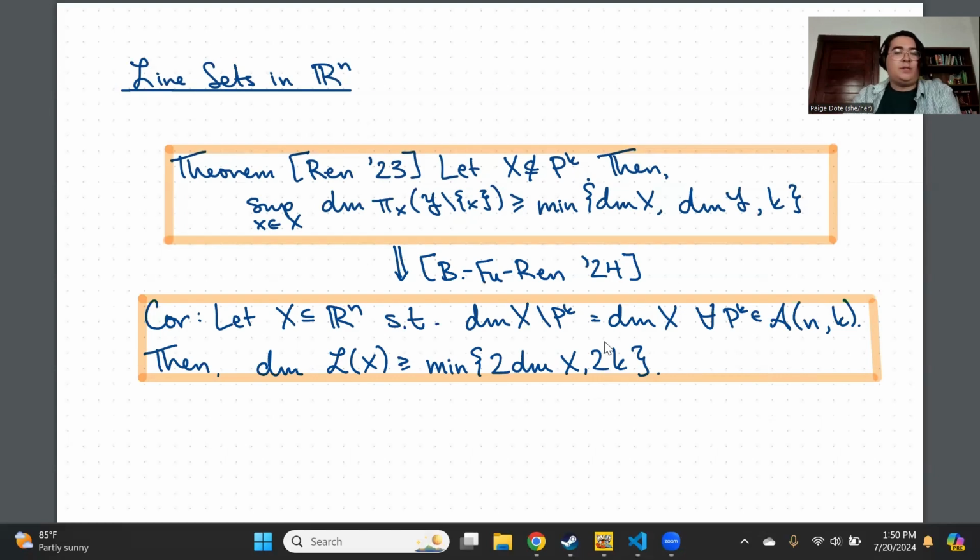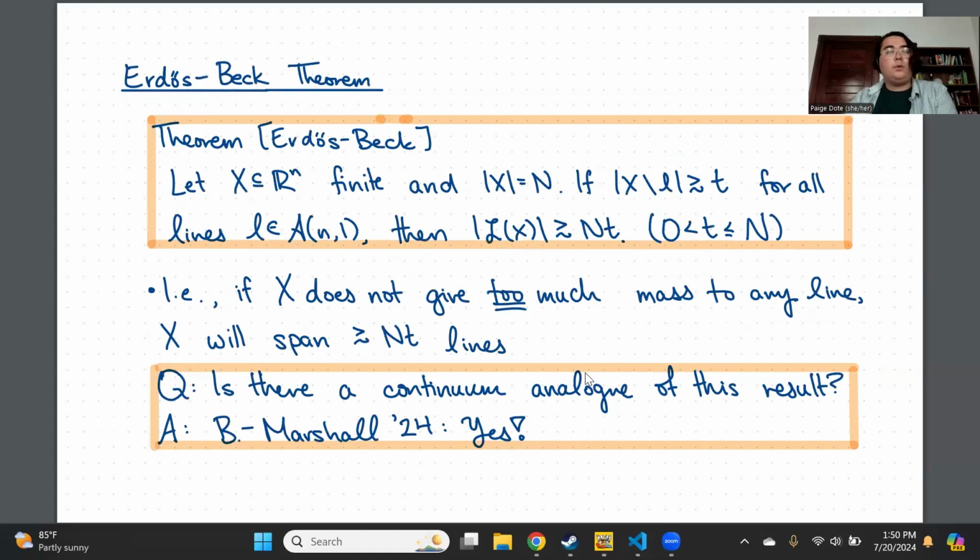So in other words, this is in some sense also kind of a trivial bound, though it becomes more precise because k can be anything between 1 and n minus 1. But this 2 dim X here is precisely the analog one should expect from the discrete version of Beck's theorem. There's also a more general version of Beck's theorem, which was proven shortly thereafter. That was the focus of myself and Caleb Marshall's work, known as the Erdos-Beck theorem. And it states the following.